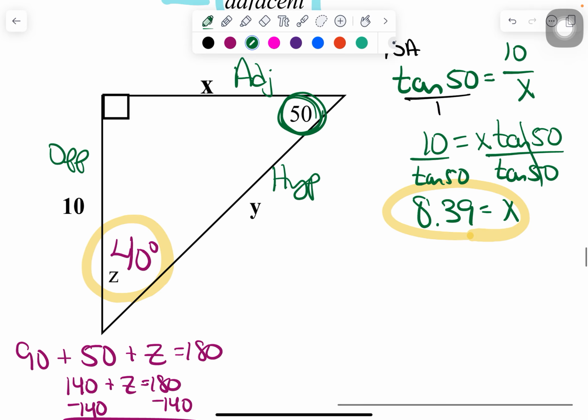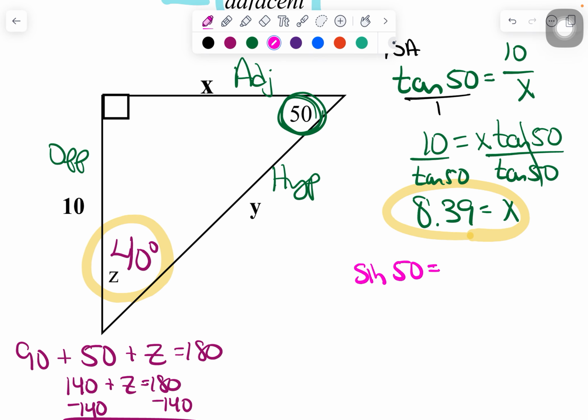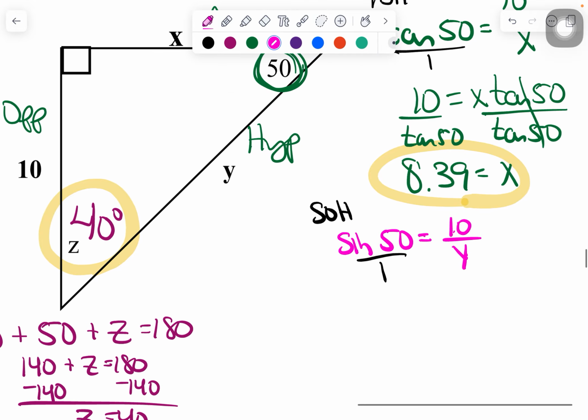And I'm going to reset, different equation this time, and now I want to solve for y. So the hypotenuse here is what I'm looking for, y. And I know the opposite side. So opposite and hypotenuse, well, that's going to use sine. So the sine of 50 is equal to the opposite side over the hypotenuse. The little mnemonic here would be SOH, S-O-H. So I'm going to put this over 1. I am going to cross multiply here.